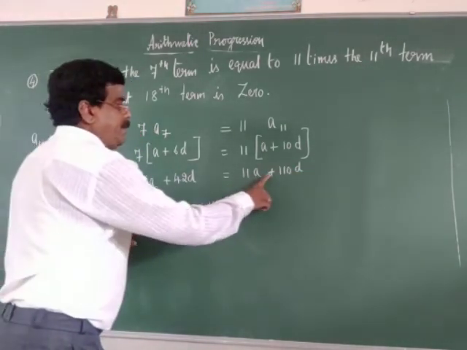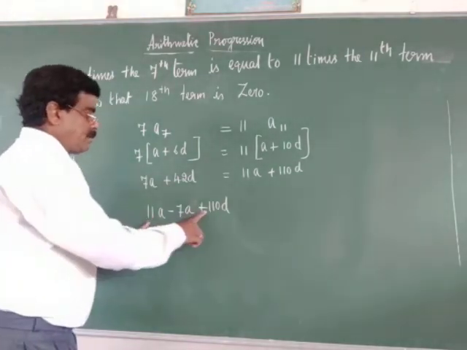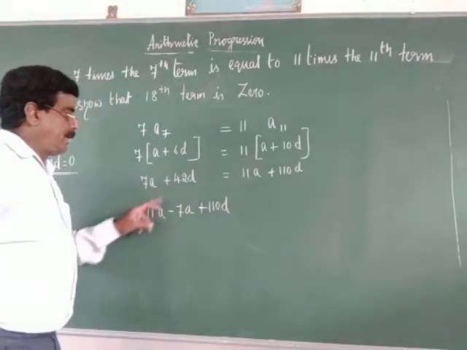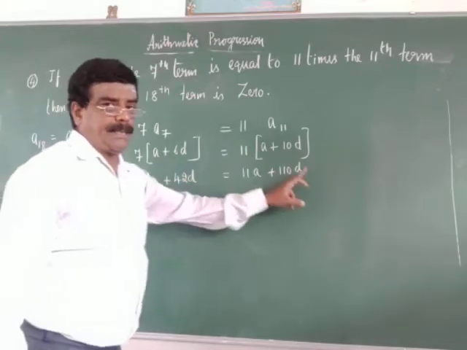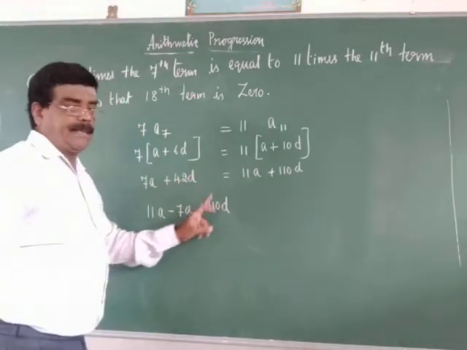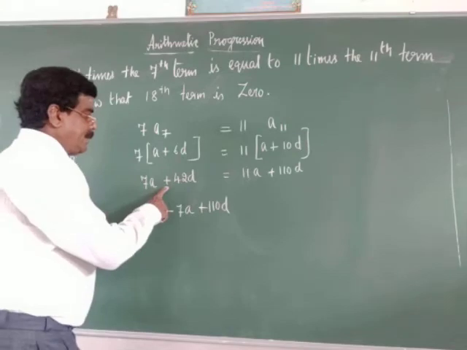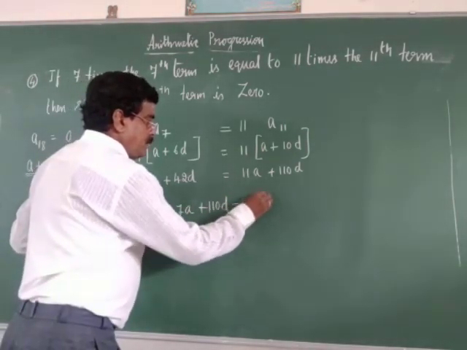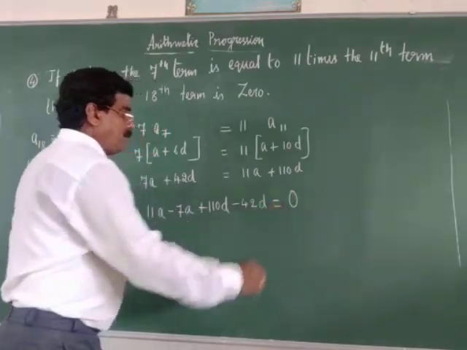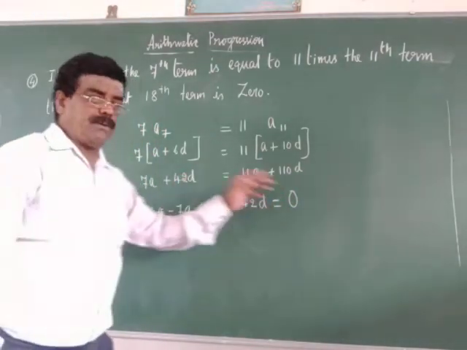See children, 11A plus 110D as it is. Again we are shifting plus 42D towards the right hand side or towards 110D. So again the sign gets changed. The plus 42D becomes minus 42D, equal to 0, because all the terms are transferred to one side.